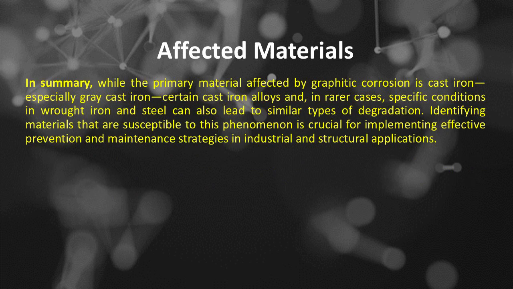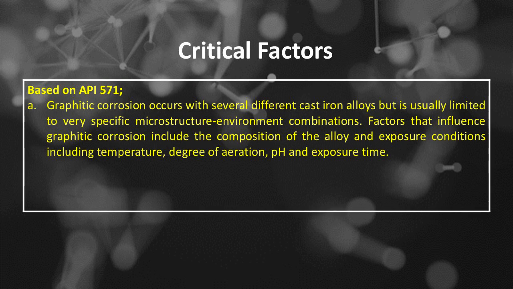In summary, while the primary material affected by graphitic corrosion is cast iron, especially gray cast iron, certain cast iron alloys and, in rarer cases, specific conditions in wrought iron and steel can also lead to similar types of degradation. Identifying materials that are susceptible to this phenomenon is crucial for implementing effective prevention and maintenance strategies in industrial and structural applications.